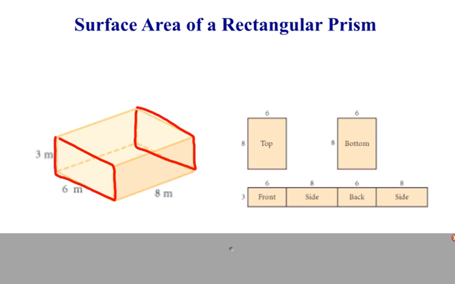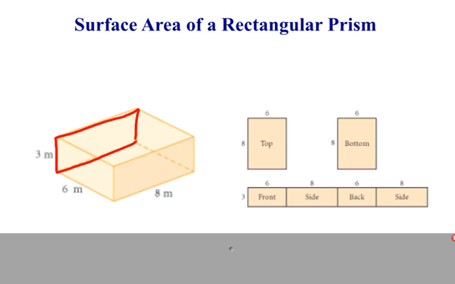And then we have the left and right sides. So the left side would be back here. That would be 3 by 8. And the right side, 3 by 8 again. And of course, they're being accounted for here and here.